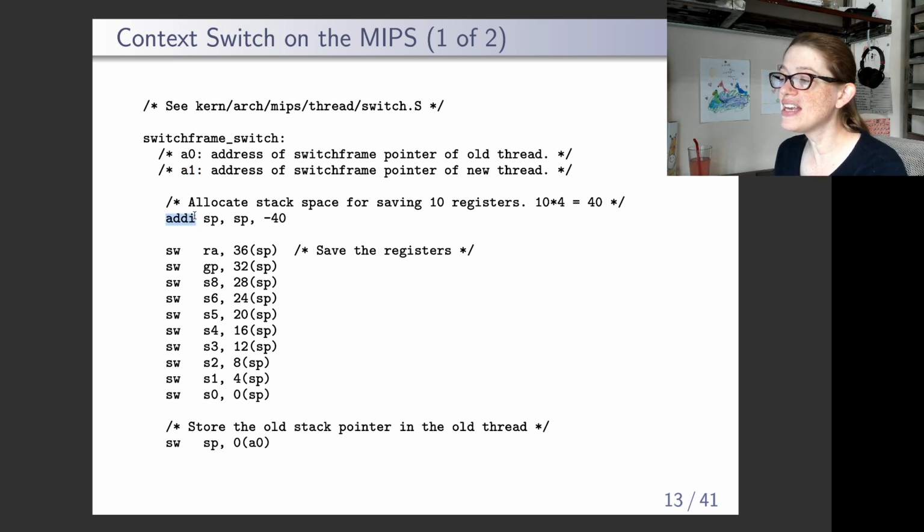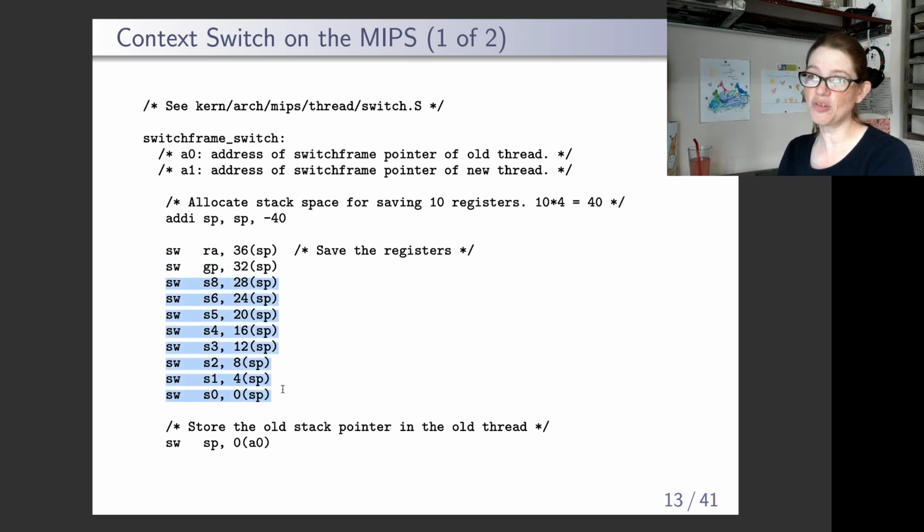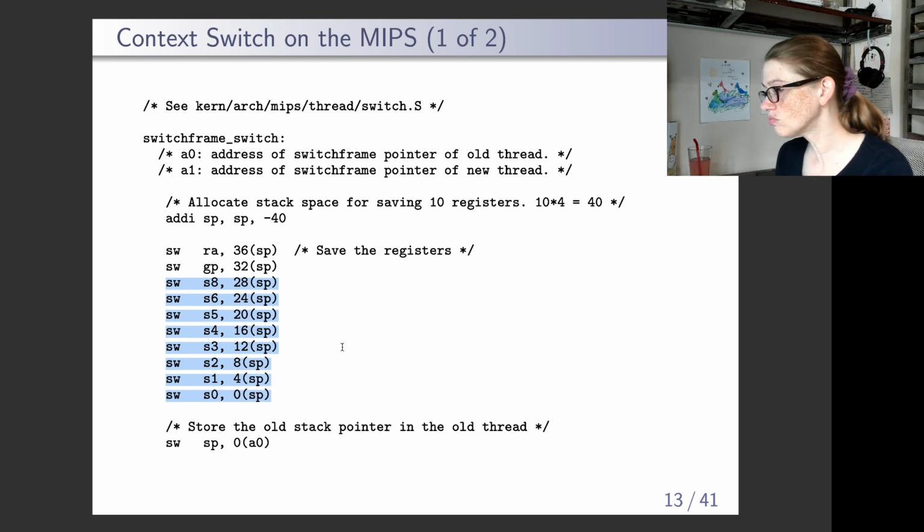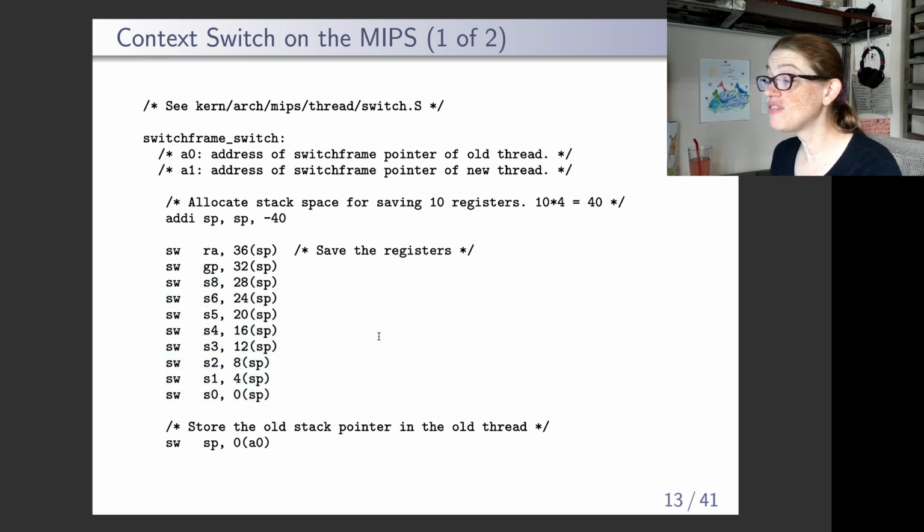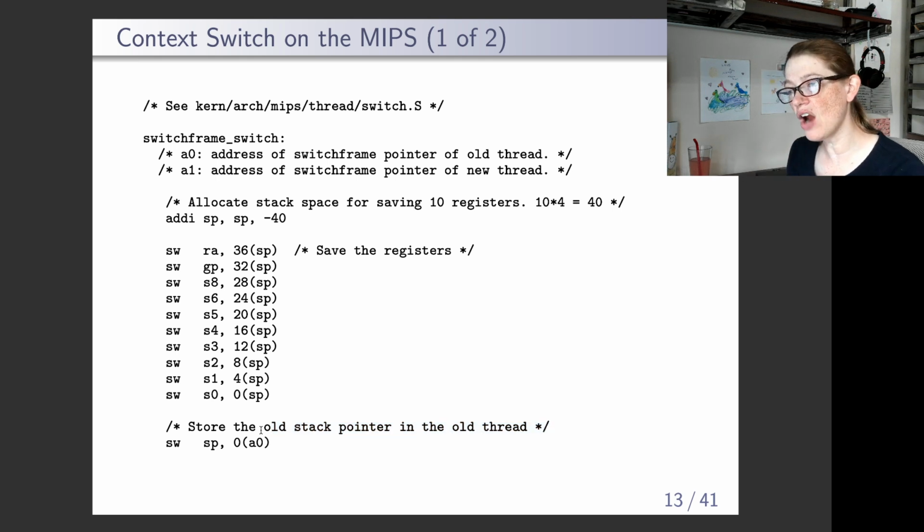So we are going to make some space on the stack by moving the stack pointer. We are going to save the return address, the globals pointer, and then we save the callee save registers, which were not saved by thread switch. And then after we've done that, we save our stack pointer. And at this point right here at the end of the slide, it's not the end of the function, we have now completely saved the context of the old thread to the old thread's stack.